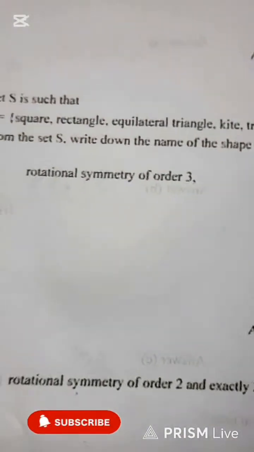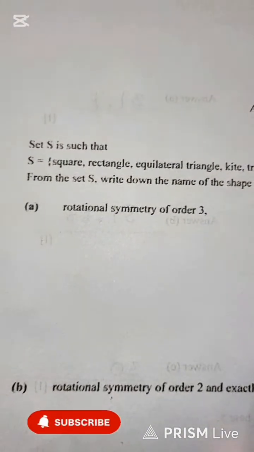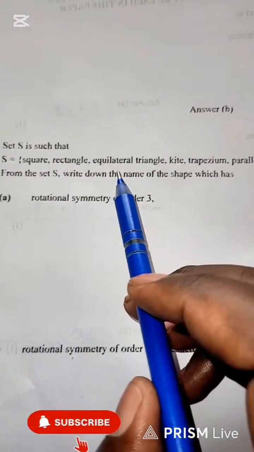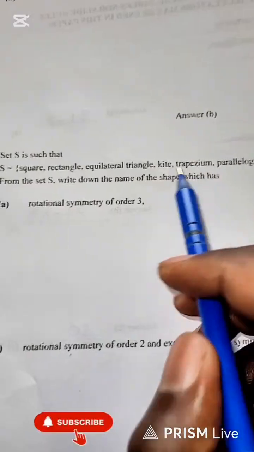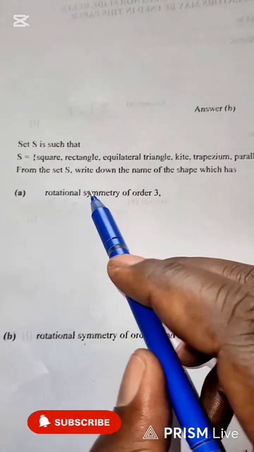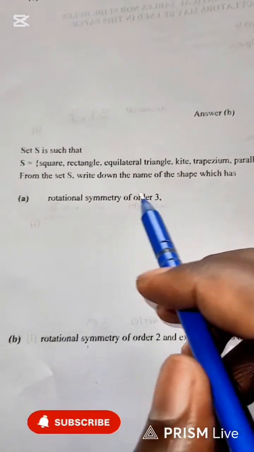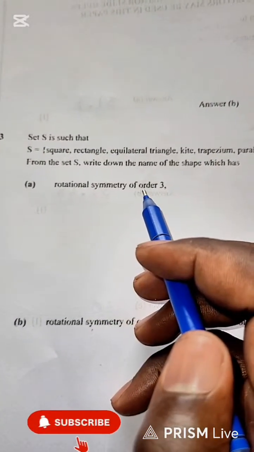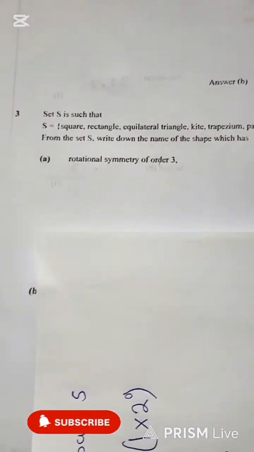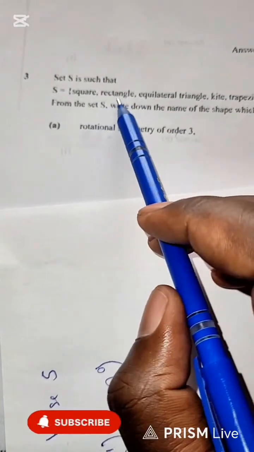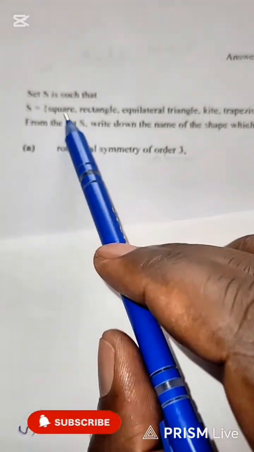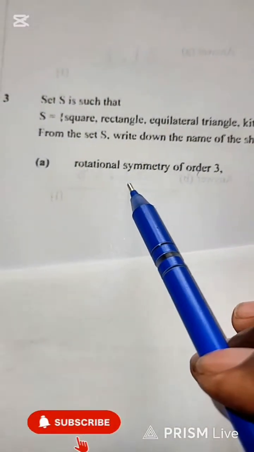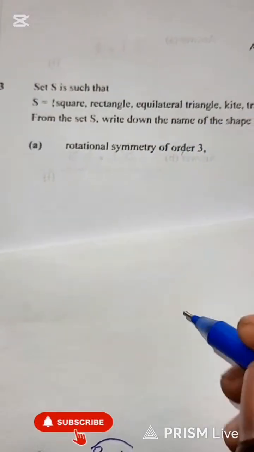Okay. Then another one. Set AC such that AC square is a rectangle, equilateral triangle, kite, trapezium, parallelogram. From the set, write down the shape which has a rotational symmetry of order 3. So from our shapes here, a rectangle, no. A square, no. A square has rotational symmetry of order 4. Equilateral triangle, right?